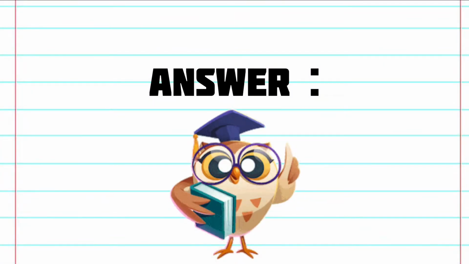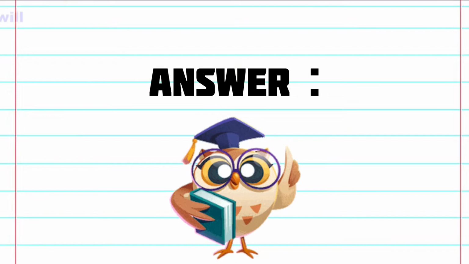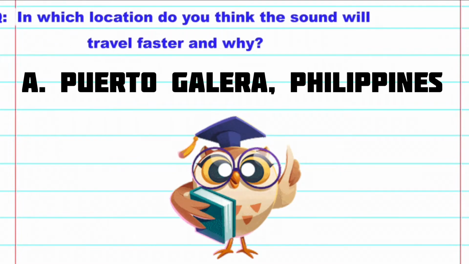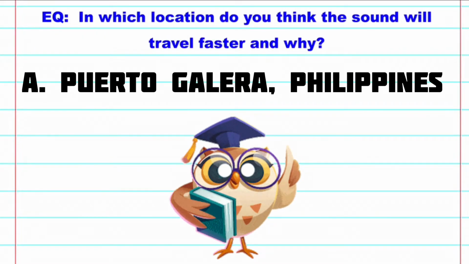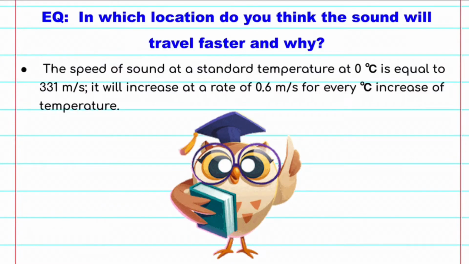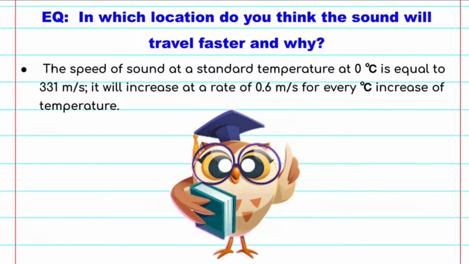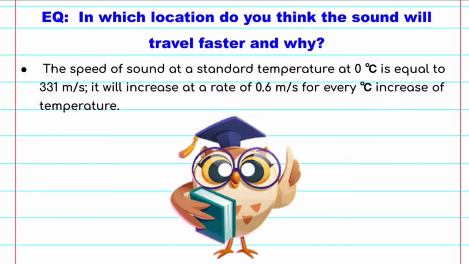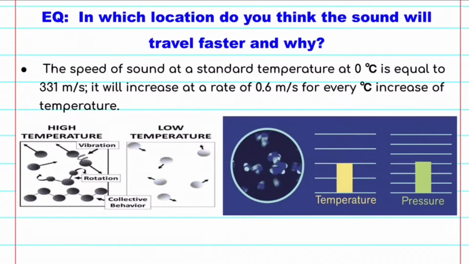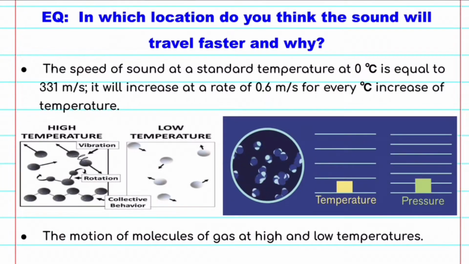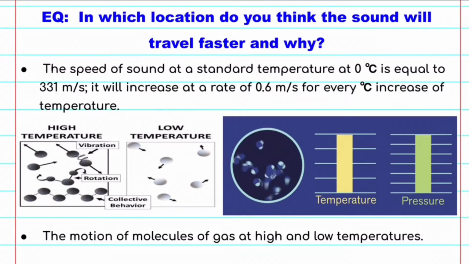So, applying the concepts, in which location do you think the sound will travel faster? The answer will be A, Puerto Galera, Philippines with air temperature of 40 degrees Celsius. The speed of sound at a standard temperature of 0 degrees Celsius is equal to 331 meters per second. It will increase at a rate of 0.6 meters per second for every degree Celsius increase of temperature. Observe the motion of the molecules as we increase and decrease the temperature and pressure. Indeed, temperature has a great effect on the speed of sound.